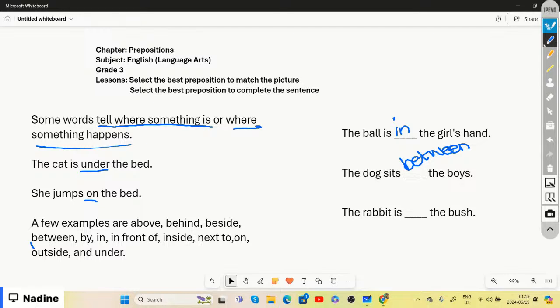Okay, some people are saying the dog sits on the boys, maybe on the lap. So yes, we can also have that. You can either say the dog sits on the boys' laps, or between the boys. So well done. The rabbit is the bush.